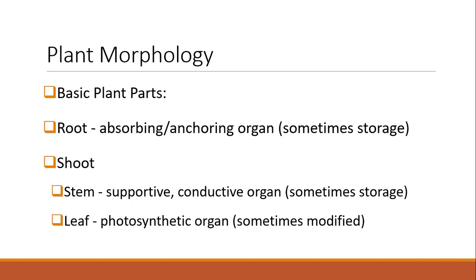And then you have shoots, which include stems. These are supportive and conductive. This is where the water and sugars flow through the plant. It's also a place where storage may occur. And then leaf is a photosynthetic organ, and those are sometimes modified, and I'll show you what that looks like.